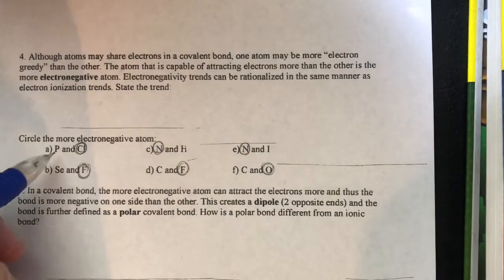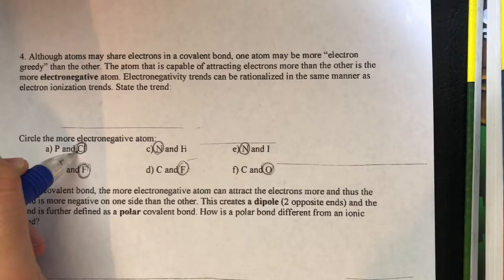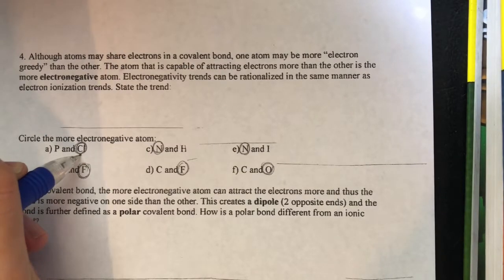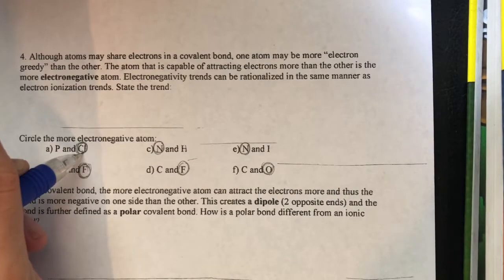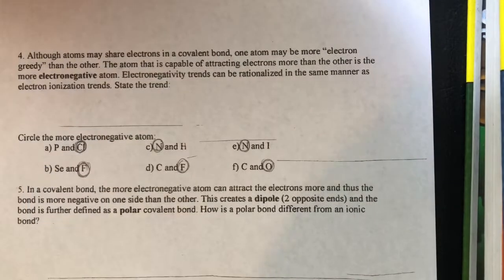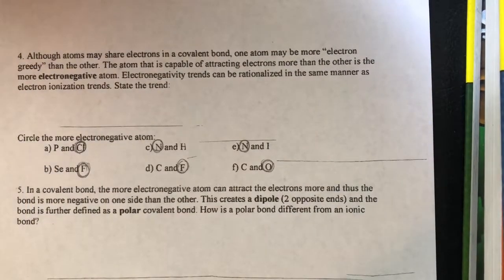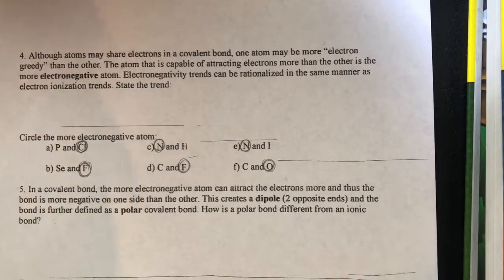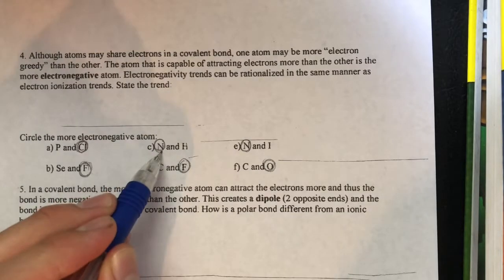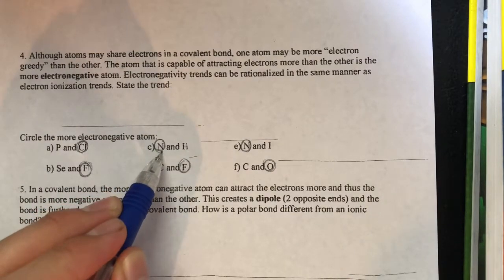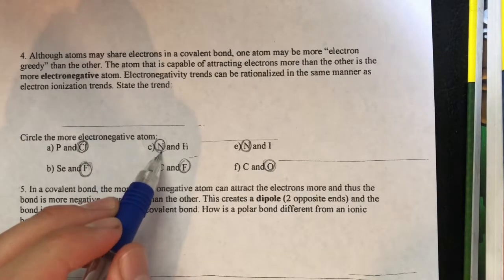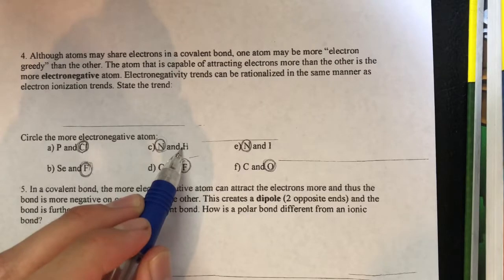For these examples, phosphorus and chlorine. If you look at the periodic table, you see that chlorine is closest to the right of the periodic table, and that's where electronegativity increases. So chlorine would be more electronegative. For selenium and fluorine, fluorine is to the most top right of the periodic table, so that will be more electronegative. Moving on to C, nitrogen and hydrogen. Nitrogen is furthest right of the periodic table, where electronegativity is higher than the left-hand side, which is hydrogen.